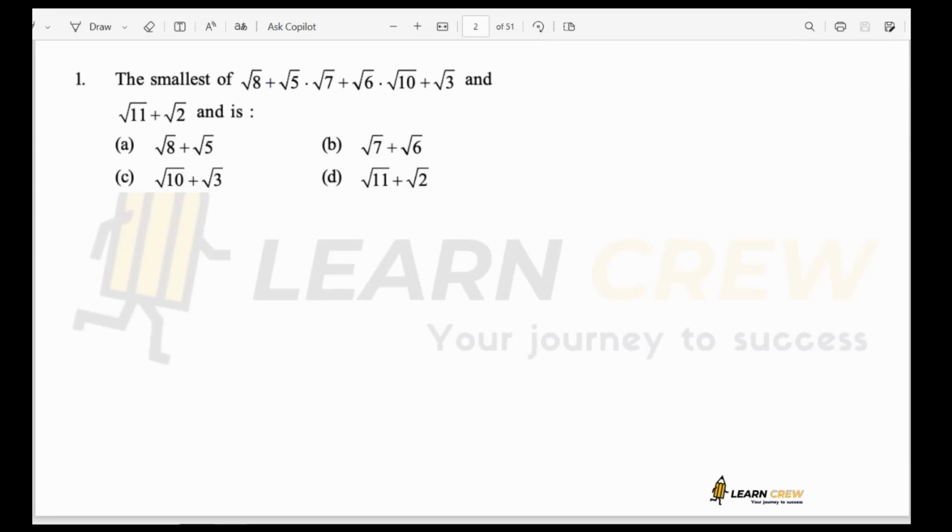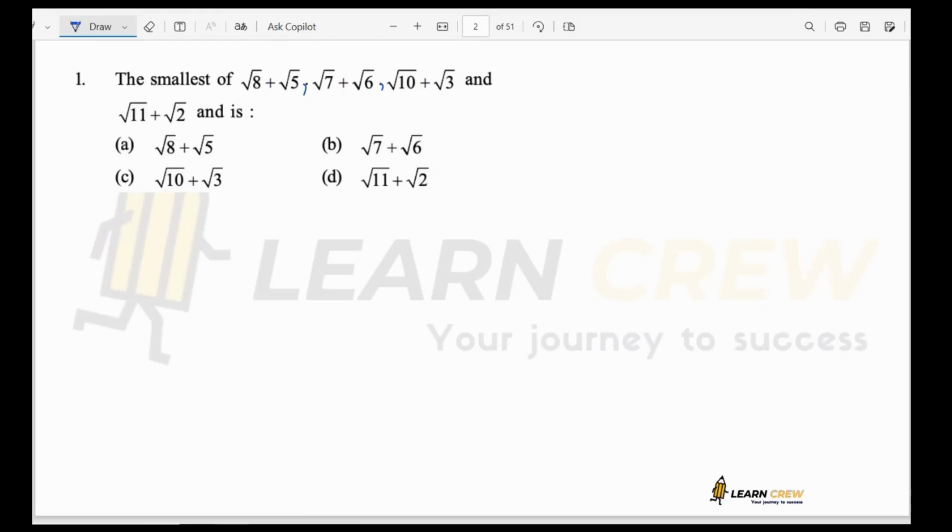30 seconds time. Answer. There are 50 questions. Root 8 plus root 5, root 7 plus root 6, root 10 plus root 2. Which is greater? Tell me which is greater here.